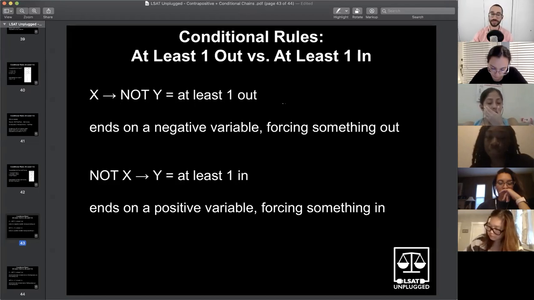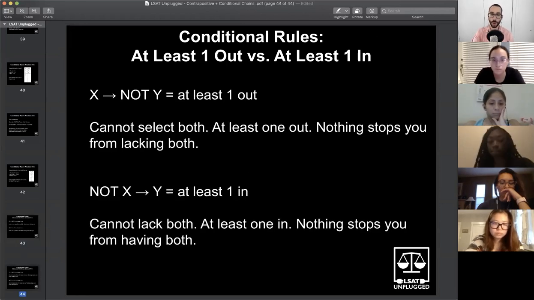Other example, peas and carrots. If you don't eat peas, must eat carrots. Contrapositive, not carrots, then peas. We're gaining something. We're ending on a positive. At least one of those two must be in. But again, nothing is stopping us from having both because when you have one, we don't know where the other one will be. Could be in.